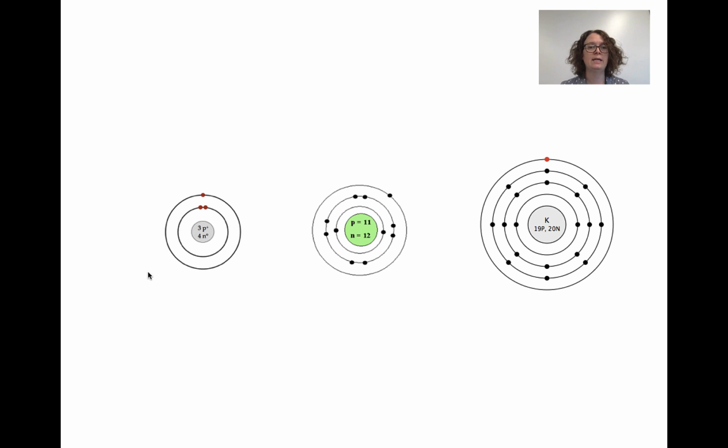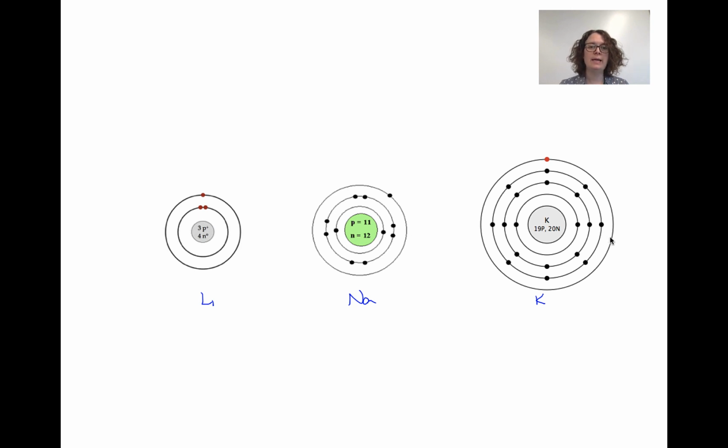And we can take a look at this right here. So here we've got lithium, sodium, and potassium in their Bohr models. And we can see that for lithium, sodium, and potassium, we're going to have more principal energy levels, more electron shells. So they're going to be much bigger.